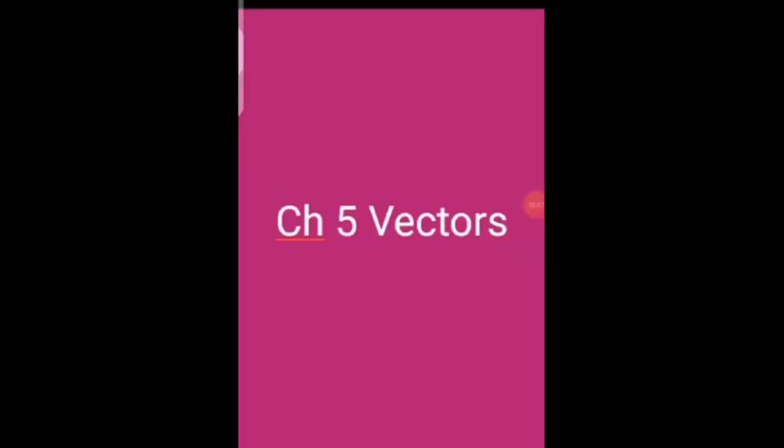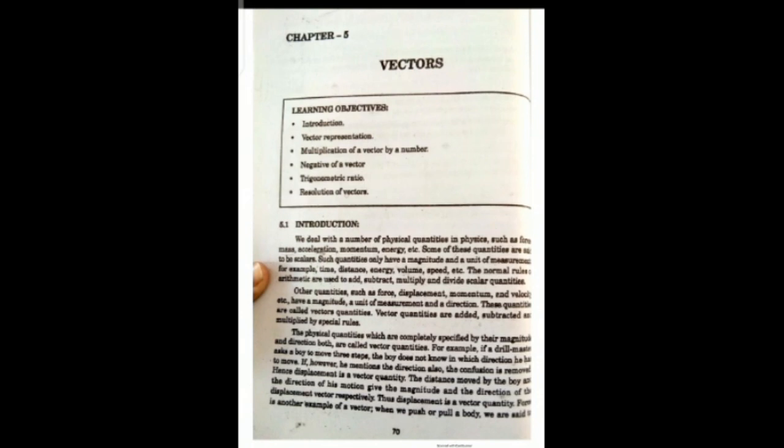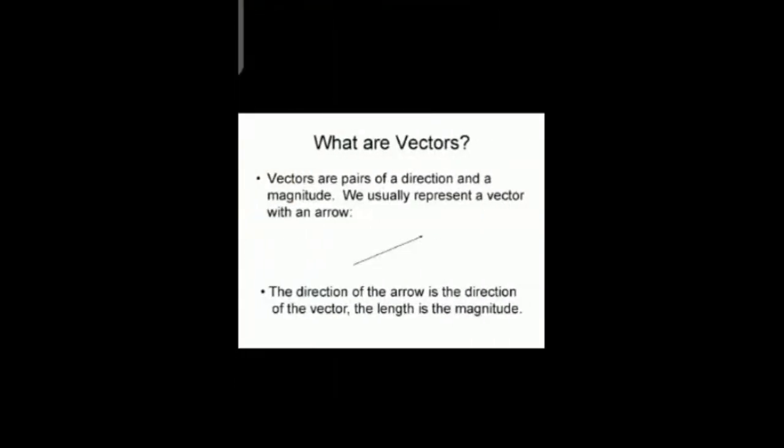Today I am going to start chapter number 5, that is vectors. Introduction: firstly, you should know what a vector is. This is on page number 70. Vectors are a pair of direction and magnitude, which we usually represent with an arrow. The arrowhead is the direction of the vector and the length is the magnitude.